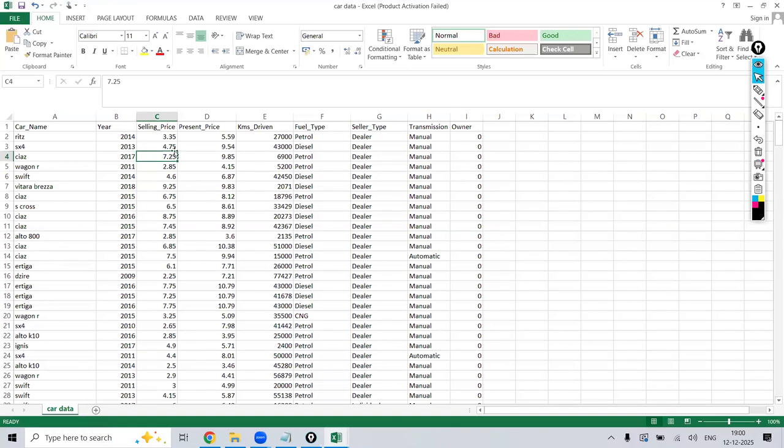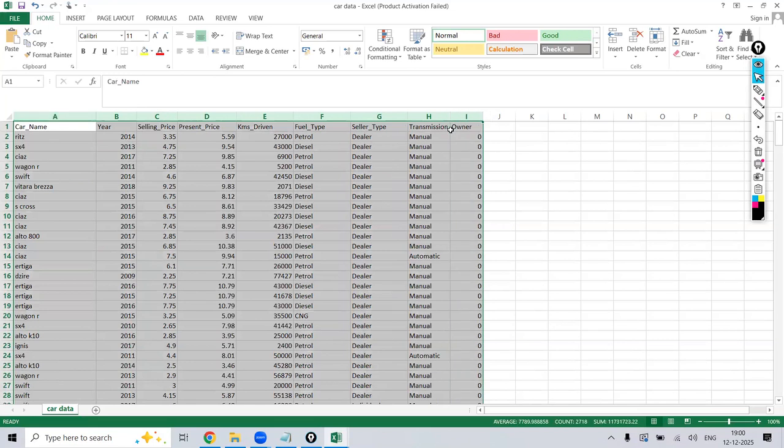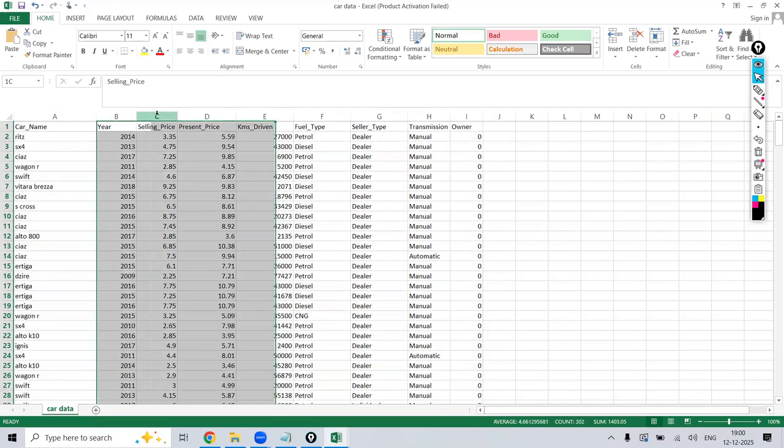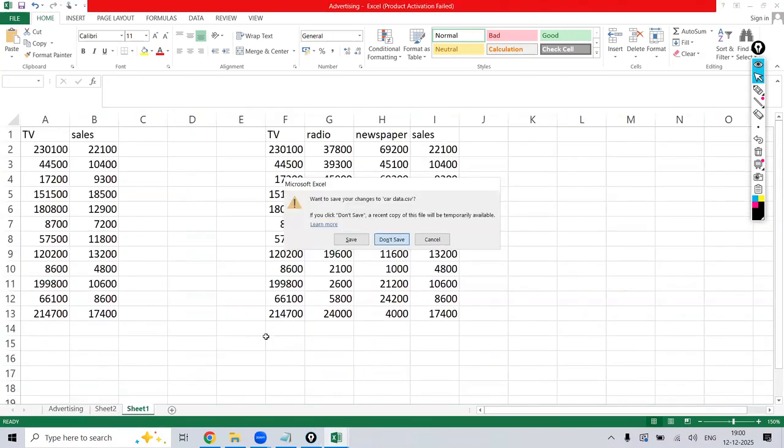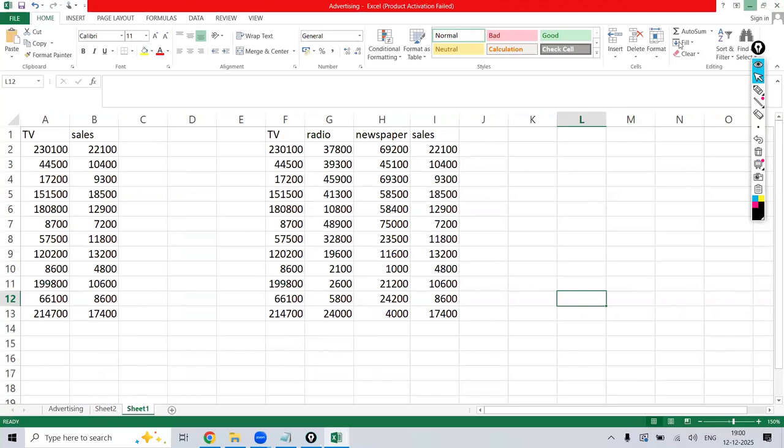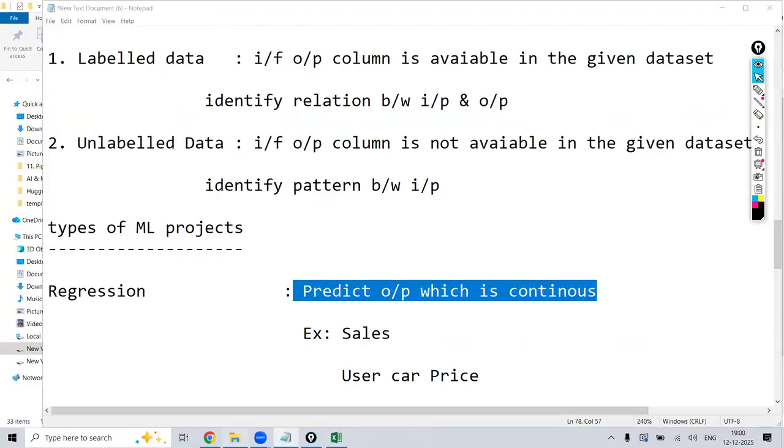Is the point clear now? Here we have the output variable, and that too is in numerical format, so it is called a regression project. We have columns like this. Other than this one, all the remaining columns are input variables. Only this particular column is the output variable. Now what we have to do is identify the relation between them. This is completed. Now I will show you one more.